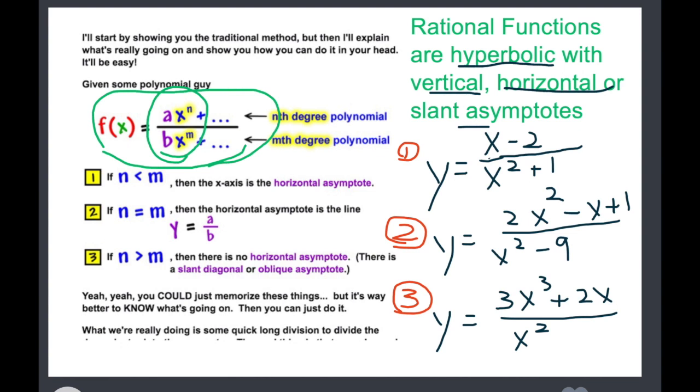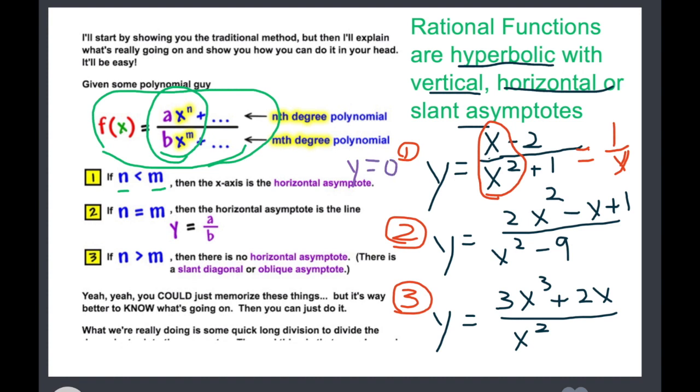One is the numerator n is smaller than the denominator m. An example of that would be over to the right here, where you have x over x squared, which will reduce to 1 over x. In this case, there is a horizontal asymptote, and that asymptote is going to be y equals 0.